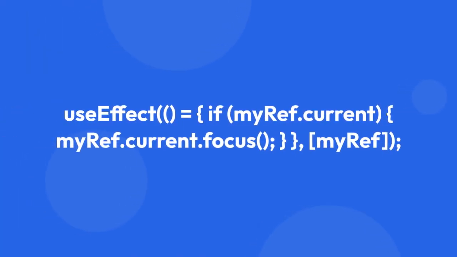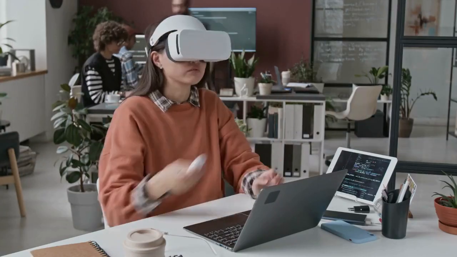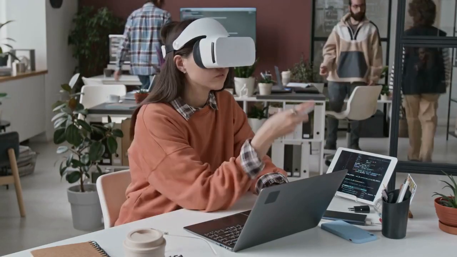For example, `useEffect(() => { if (myRef.current) { myRef.current.focus(); } }, [myRef])`. The dependency array, `myRef`, ensures the effect runs only when the ref changes. Avoid unnecessary re-renders by only including relevant dependencies.